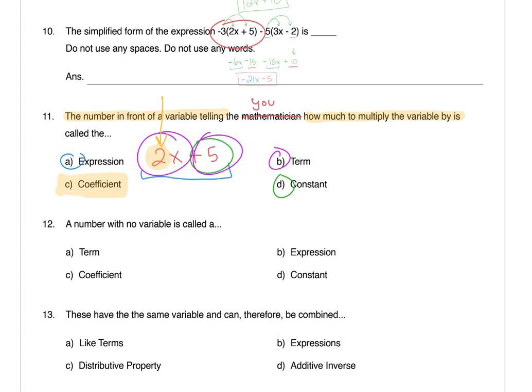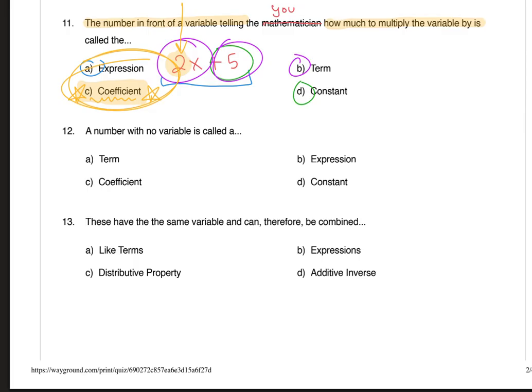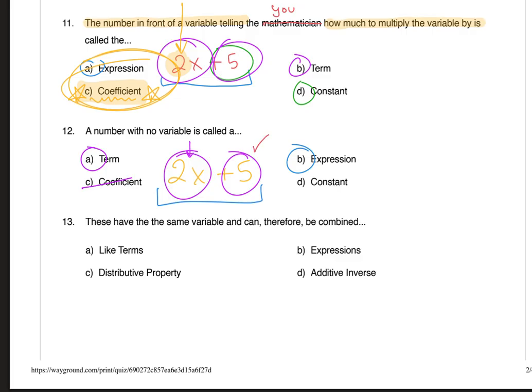So if you are confused on what the right answer is, I'll put a star by it. Double star, squiggly underline, double circle. A number with no variable is called, well, hang on. Didn't we just do that? So 2x plus 5. This guy's got a variable, so it's not the coefficient. These are both terms, so it's not terms. This is an expression, so what's left over is the constant. So again, double star, squiggly line, double circle.